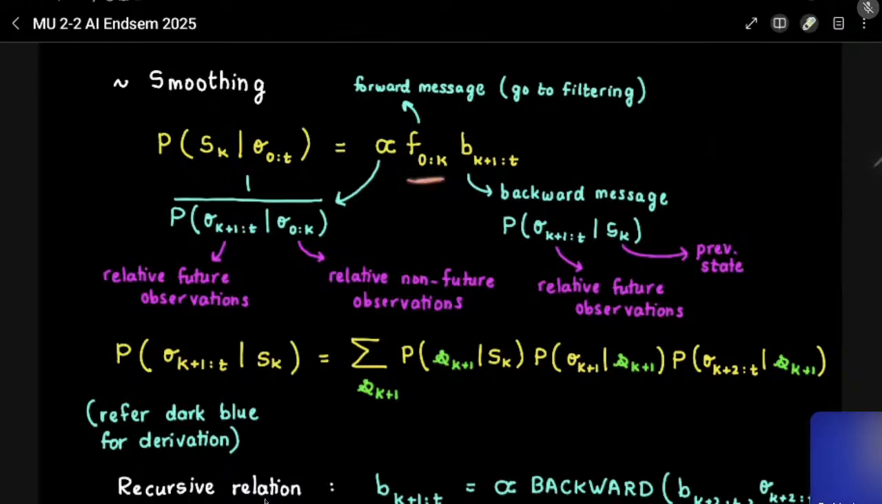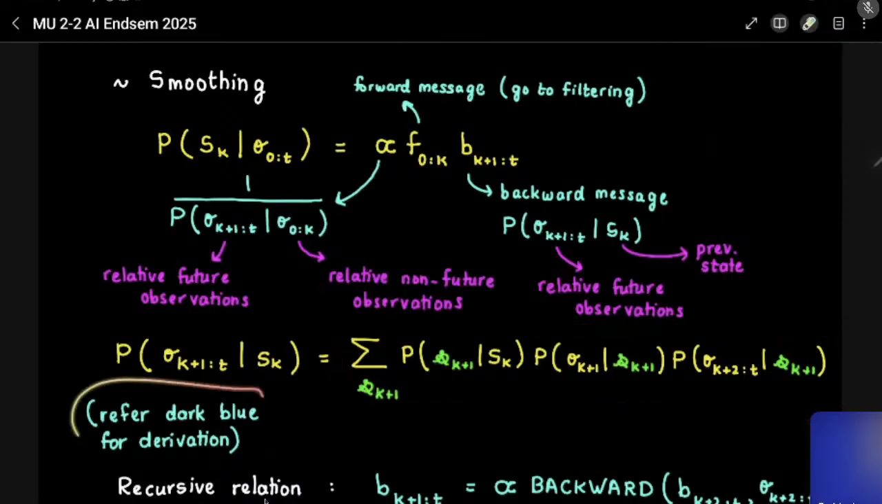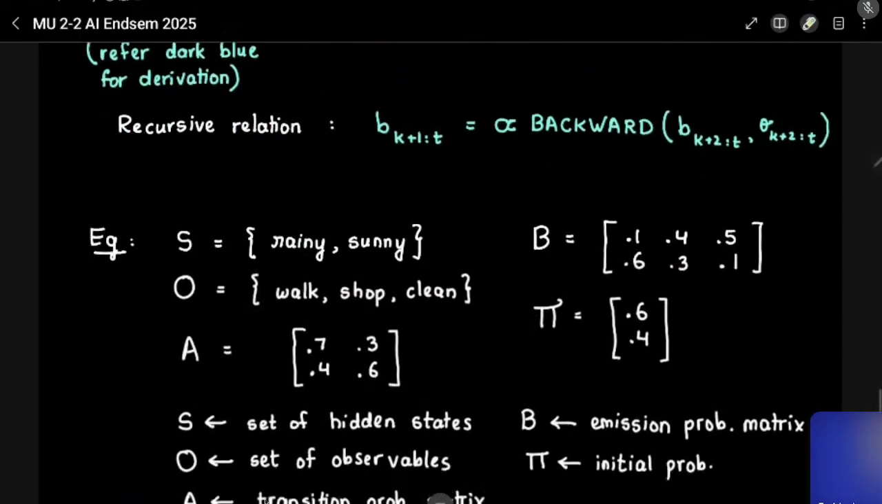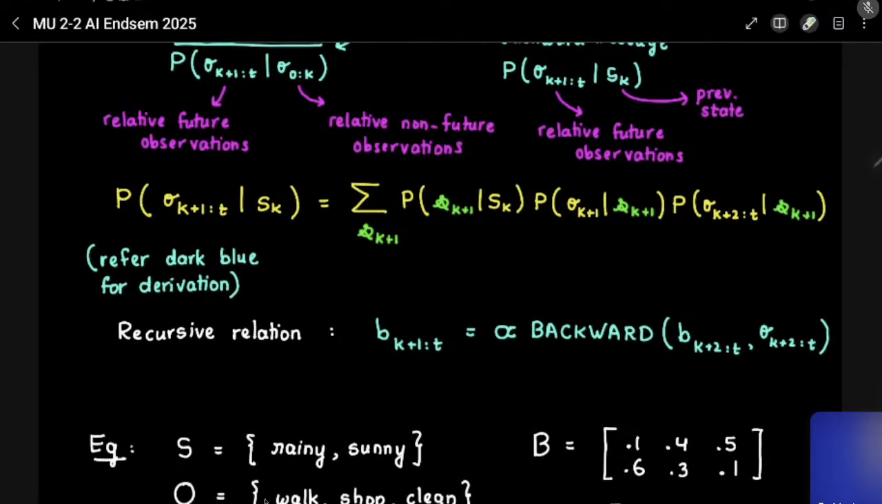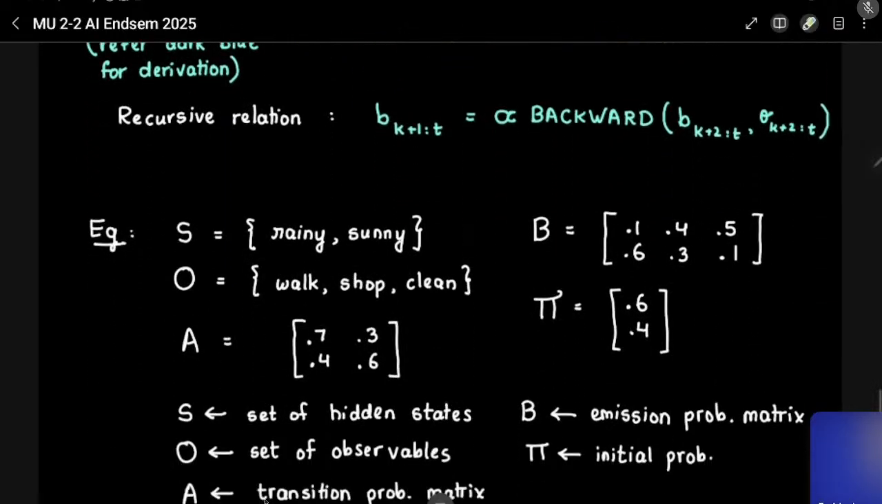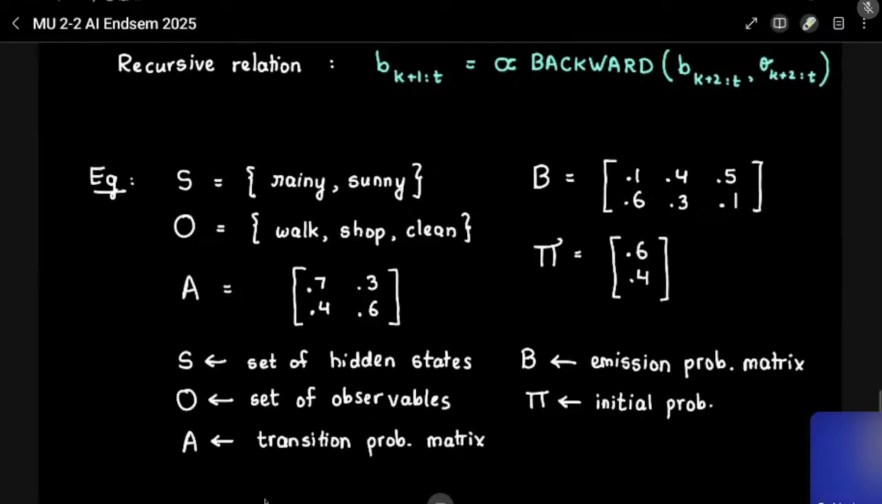It is until k only. In the original filtering problem, it's from 0 to t, right? But in this smoothing problem, it is 0 to k. And then I think I don't have to spend much time here. This also we got from the derivation over there. And this is how we write the recursive relation. Fine, we'll solve one more problem.